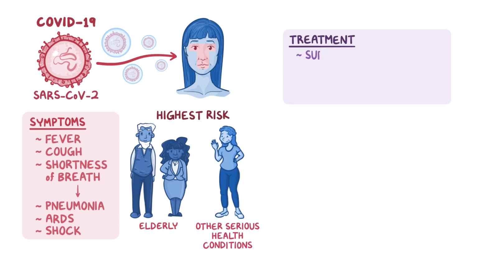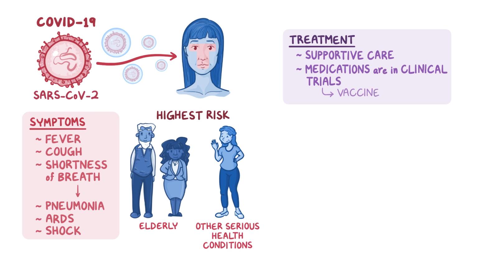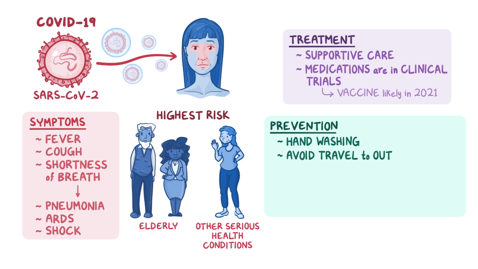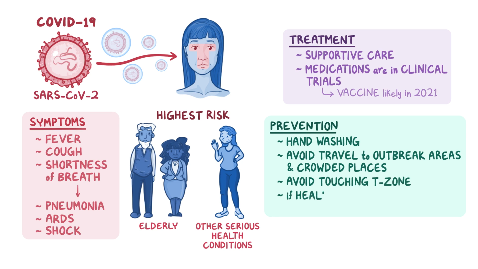Treatments are focused on supportive care, but medications like remdesivir are in clinical trials, and there's a vaccine in clinical trials as well that will likely be ready by 2021. In the meantime, the best strategy is prevention. This includes careful hand washing, avoiding traveling to disease outbreak areas and crowded places when possible, avoiding touching your T-zone, and if you're a healthcare worker, using personal protective equipment.